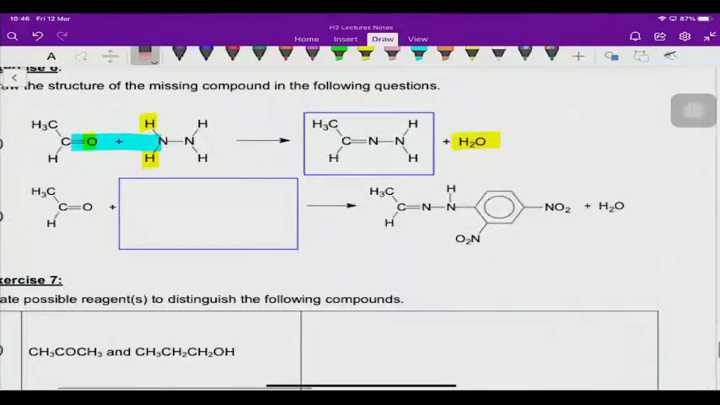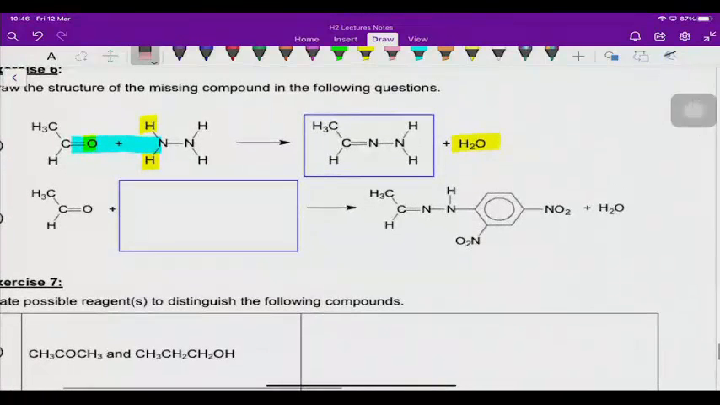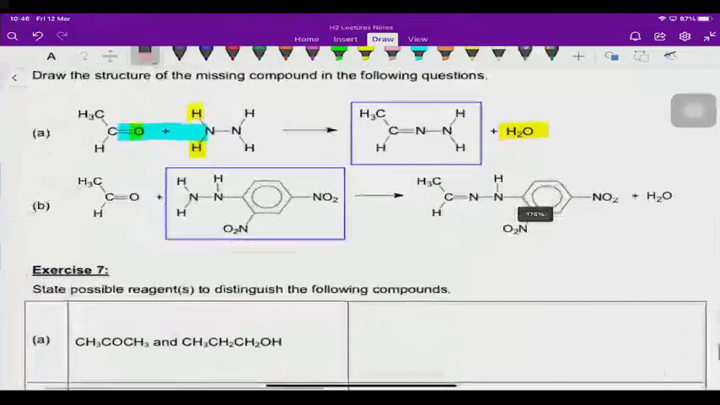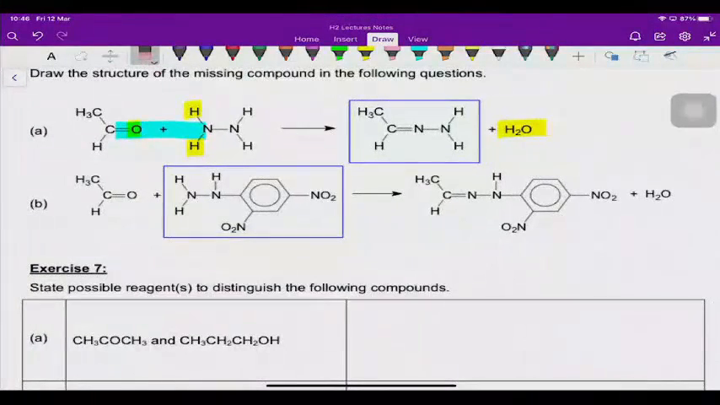Then of course the opposite is true. I break this part, I put in the H here, and I put in the double bond O to get my original compound, or whichever. I think quite straightforward. We won't spend too much time. The next exercise, the answer could be quite long, quite a lot of things to write. If you have no time, just take a picture.